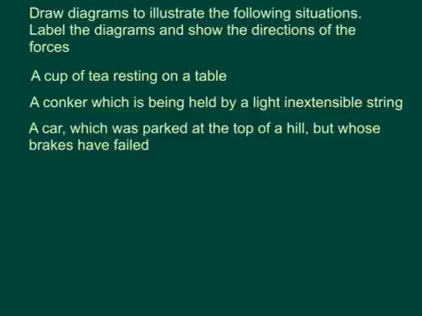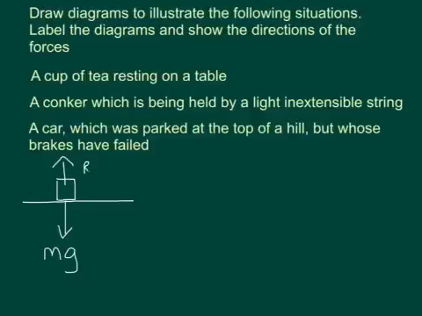This video shows how to draw diagrams to illustrate different situations. So firstly we're going to show a cup of tea. There's a cup of tea and it's resting on a table. It has a weight going downwards. The weight is equal to the mass of the cup and the tea inside multiplied by the acceleration due to gravity. Because the cup is not falling through the table, there's a normal reaction, which we're going to label R.